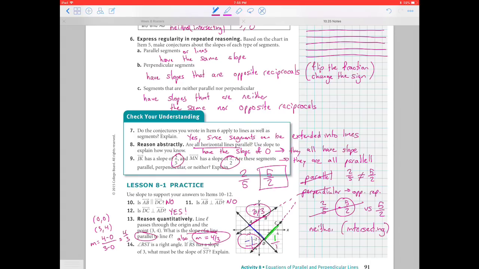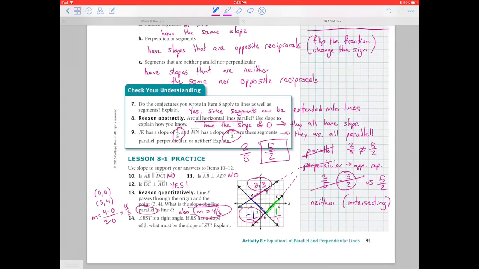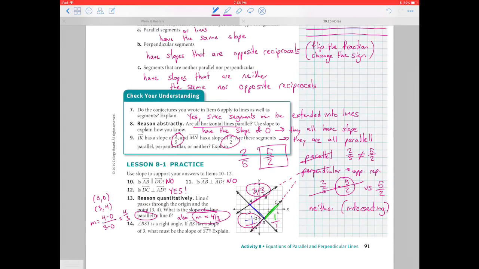All right. Lastly, it says angle RST is a right angle. If RS has a slope of 3, what must the slope of ST be? So we know RST is a right angle, but we also know the slope of RS is 3, which means it's positive, it's kind of steep. This has a slope of 3.